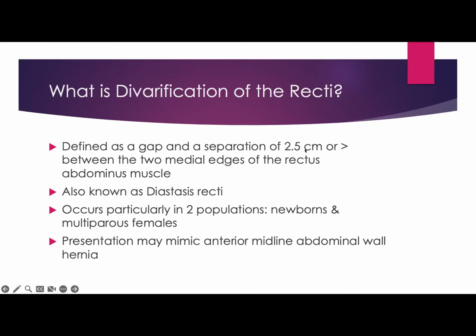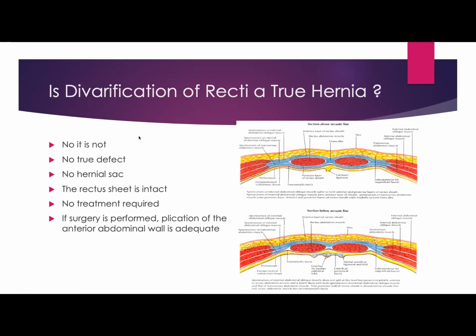So it's defined as a gap or separation of 2.5 centimeters or more between the medial edges of the recti muscles. So it's not a true hernia. It's not a true defect. However, there is just a space between them. Okay. So the diastasis may be confused with the epigastric hernia, because the epigastric hernia is a true hernia. Okay.